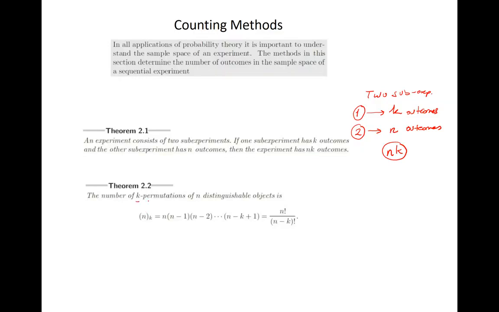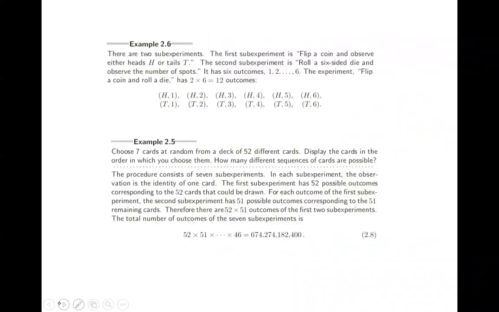The number of K permutations of N distinguishable objects is written here. It is simply n times n minus 1, n minus 2, down to n minus k plus 1. Or simply n factorial divided by n minus k factorial. Okay? Let's see examples of these theorems.